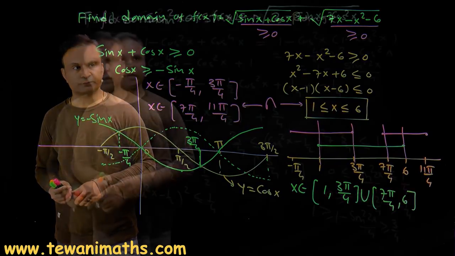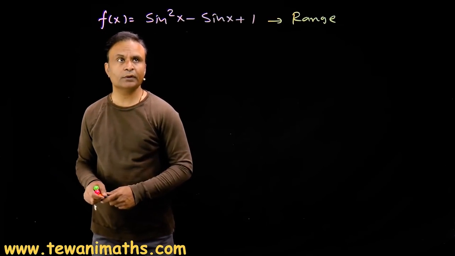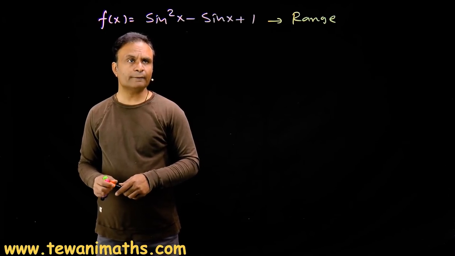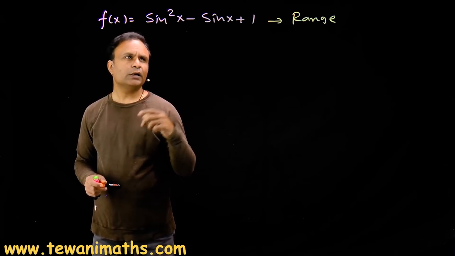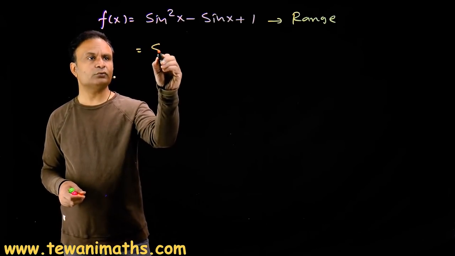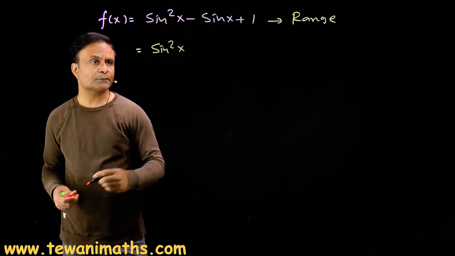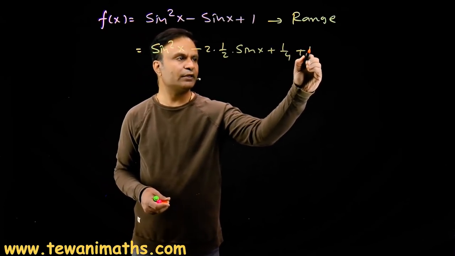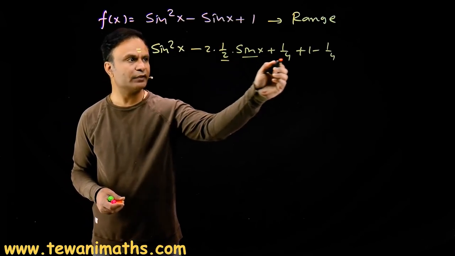Let's try one more question. Find the range of function f(x) equal to sin square x minus sin x plus 1. Now this is quadratic in sin x. So I will try to write this expression as a complete square of sin x minus a. Completing square ka tarika humne discuss kiya hua hai quadratic mein. So this is equal to sin square x minus 2 multiply by half multiply by sin x plus 1 by 4 plus 1 minus 1 by 4. Since we have sin square x and half, we have here 1 by 4.